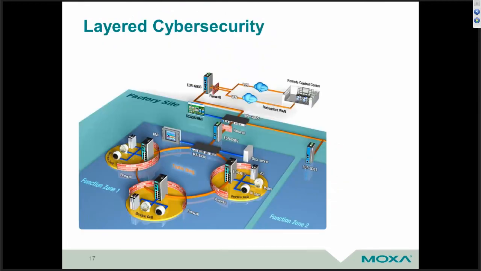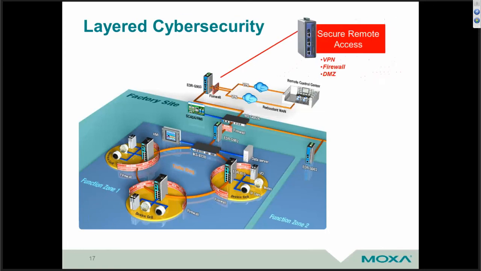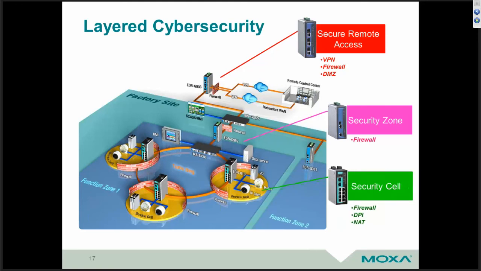If we look at an example of our layered solution in a factory network, we see secure remote access at the edge of our network, or public-facing network, and the technologies you would look for there are VPN, firewall, and potentially DMZ capabilities. As you move inside our factory site and segment between our site and our zone, here we see a functional zone 1, that's typically done with a firewall. As you move down internally to a manufacturing cell within the network, that's where we see technology like firewall, deep packet inspection, and network address translation. And Moxa has products that fit each one of these different areas in our EDR product line.